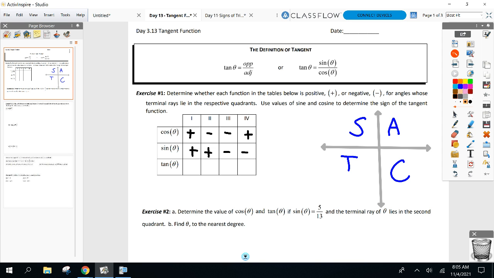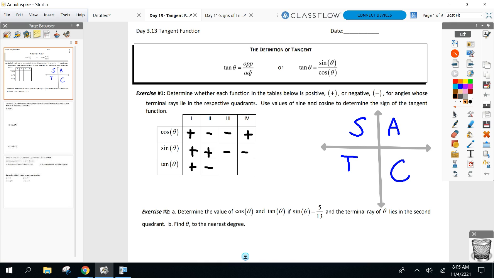What's the A mean in the first quadrant? All, everything. I say first quadrant, positive is the answer. Second quadrant? Negative. Third? What's the T mean in the third quadrant? It's the only one that's positive.